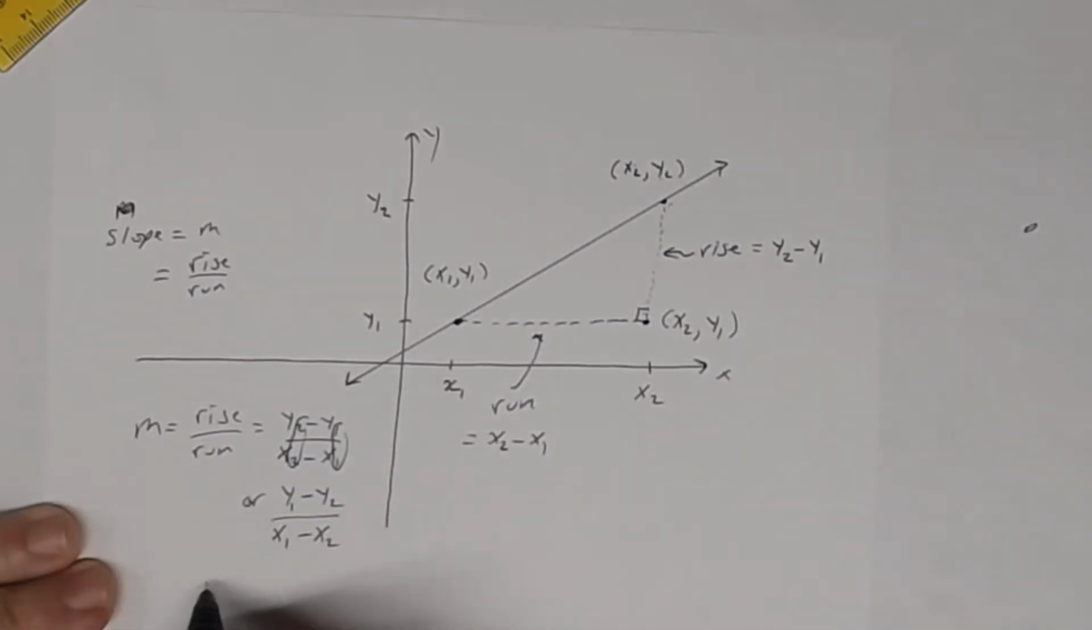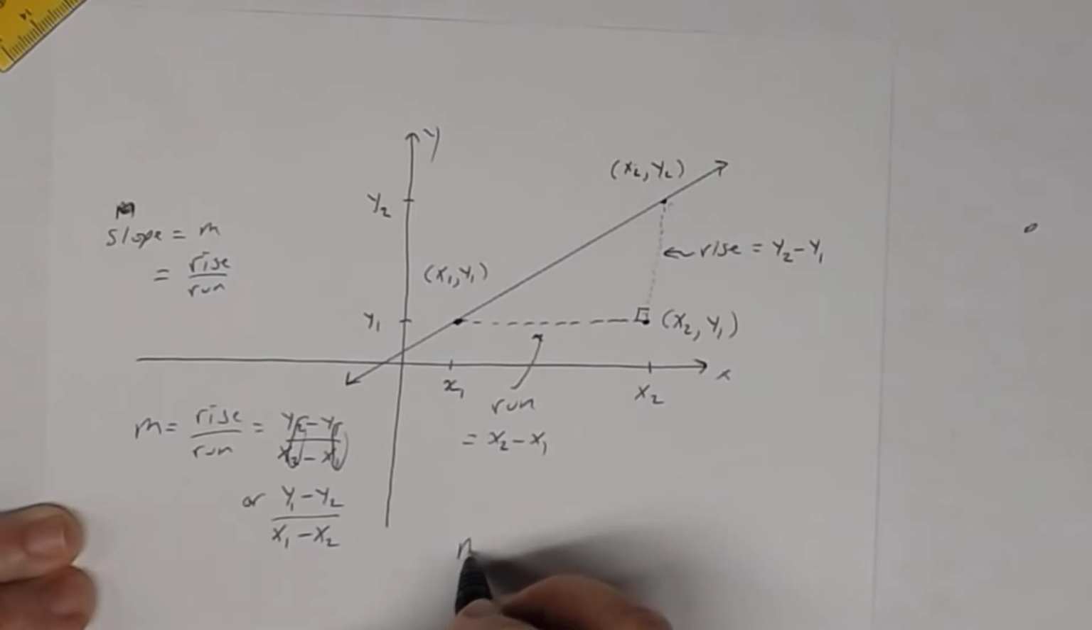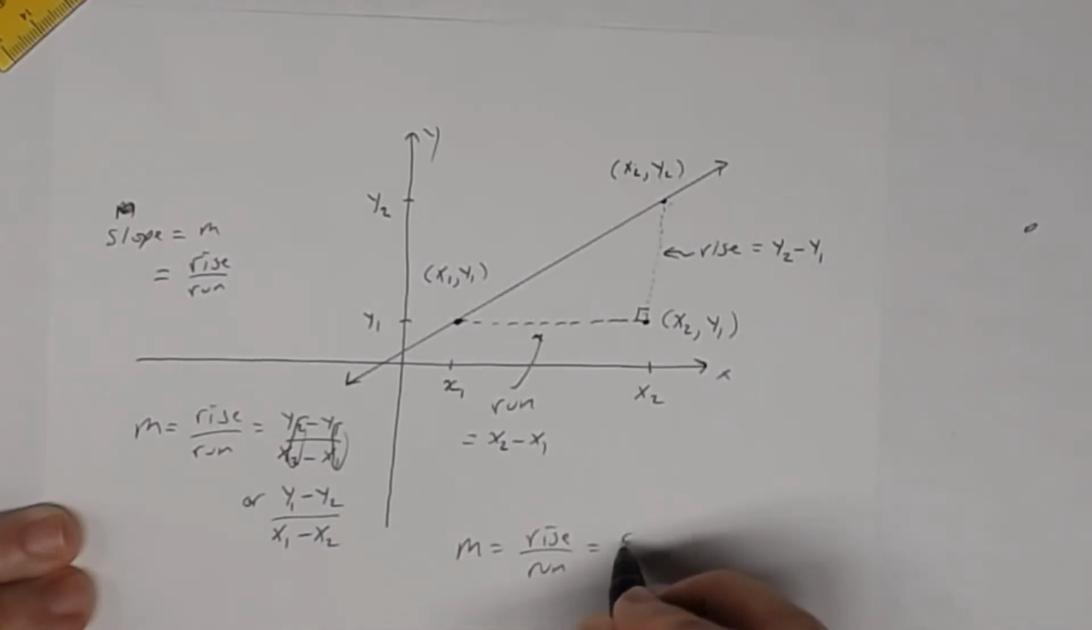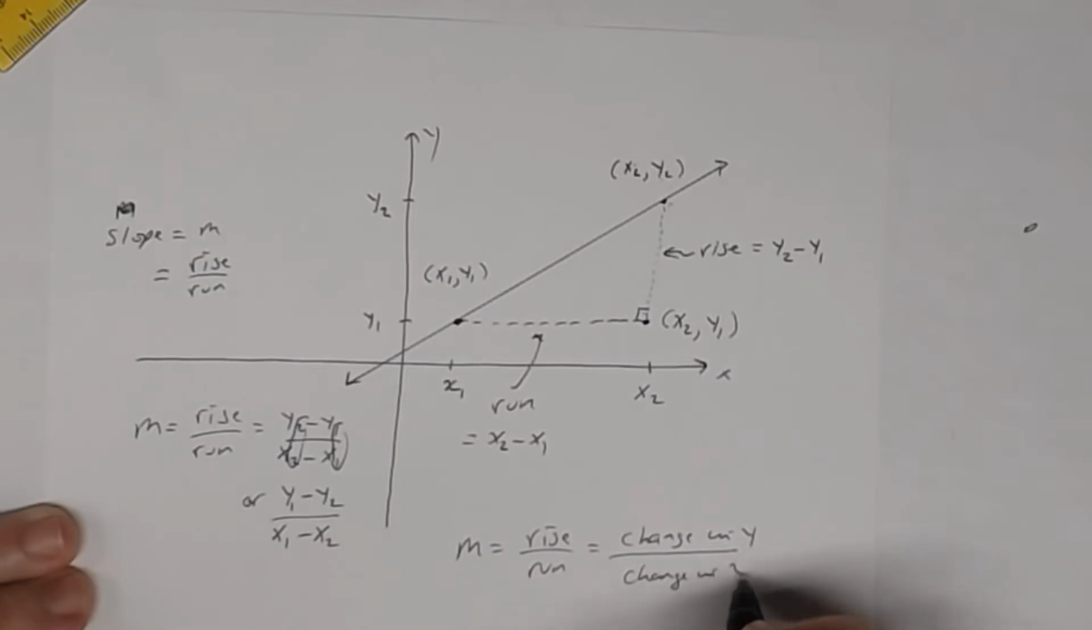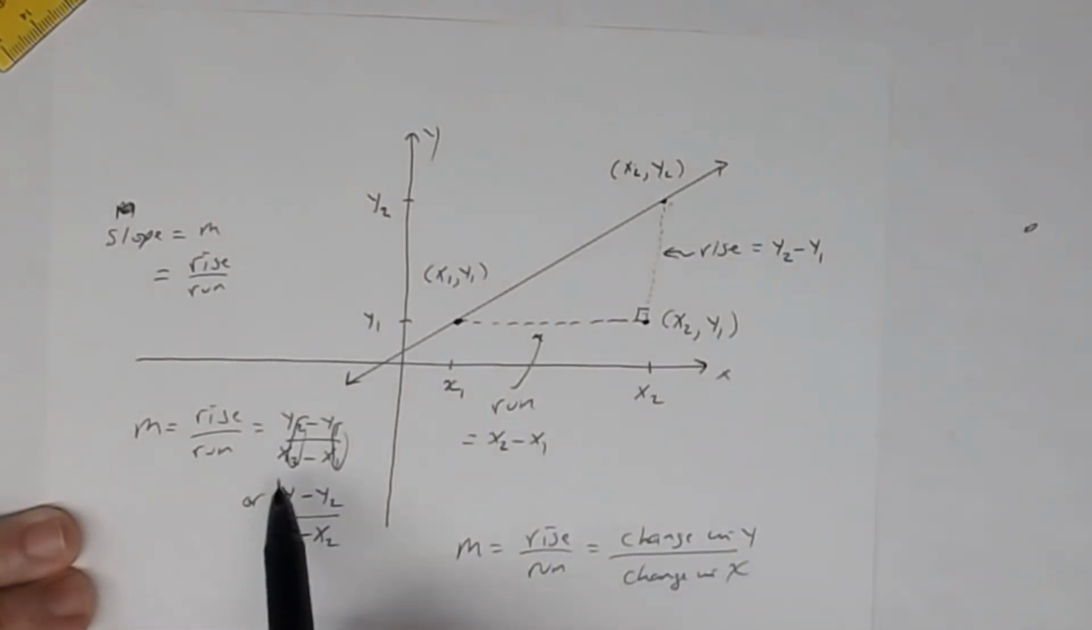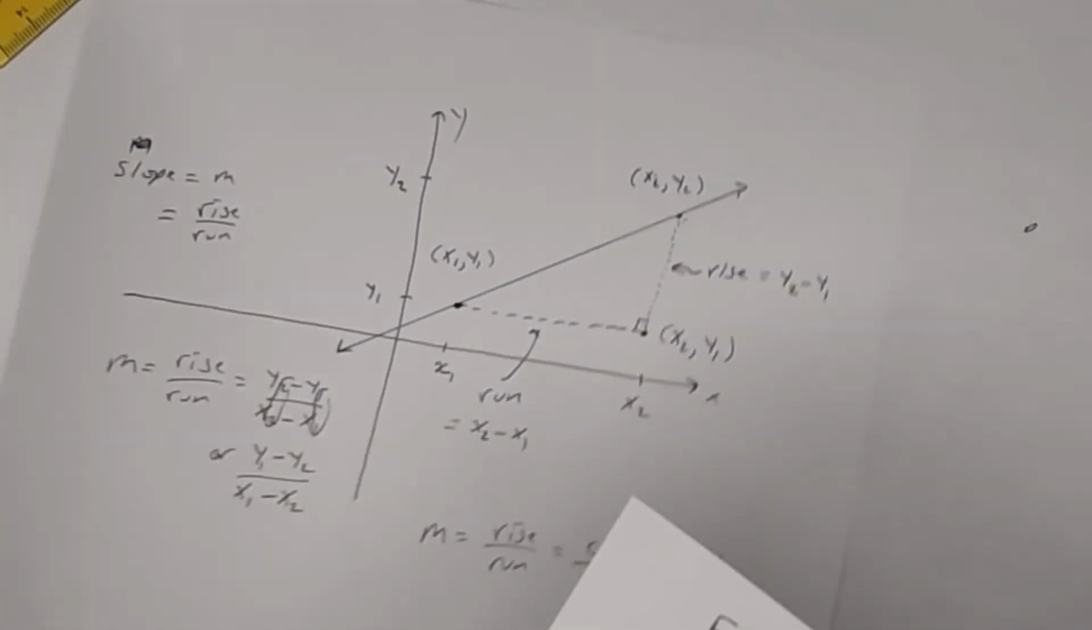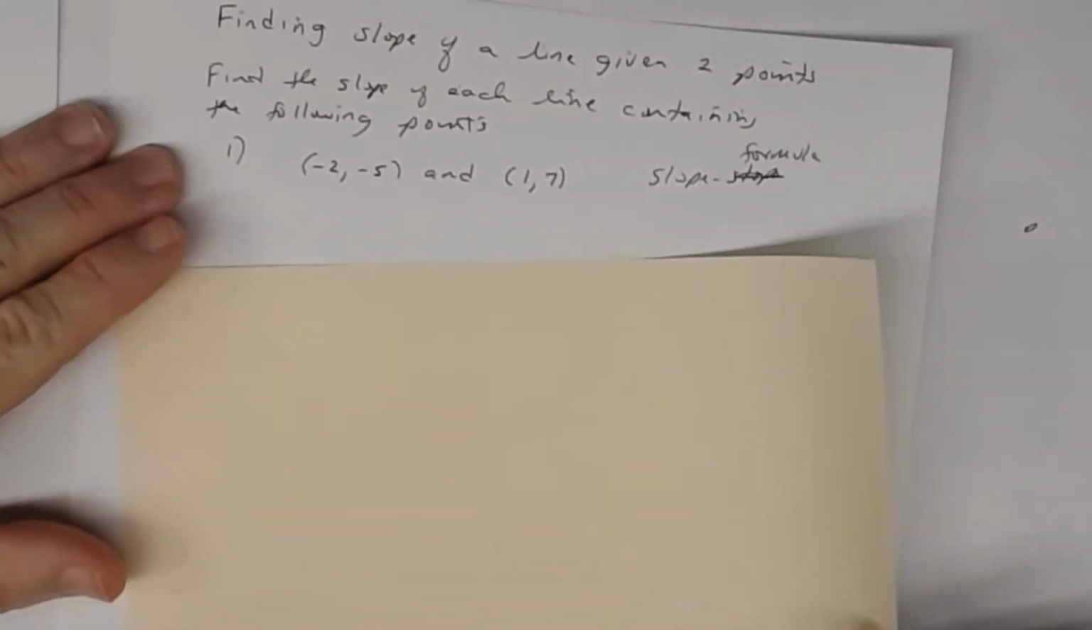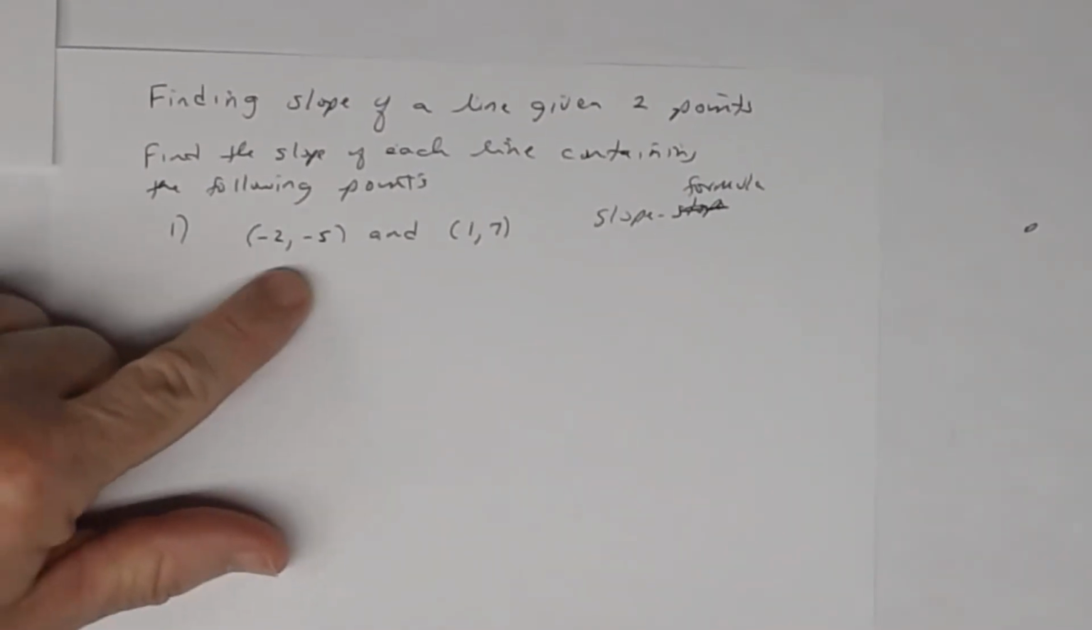So sometimes you'll see this. You'll see slope equals rise over run. So you'll say change in y divided by change in x. By change, we kind of mean the difference. So the difference in the y coordinates divided by the difference in the x coordinates. All right, so let's look at this first one. It's very simple to find the slope of a line given 2 points.